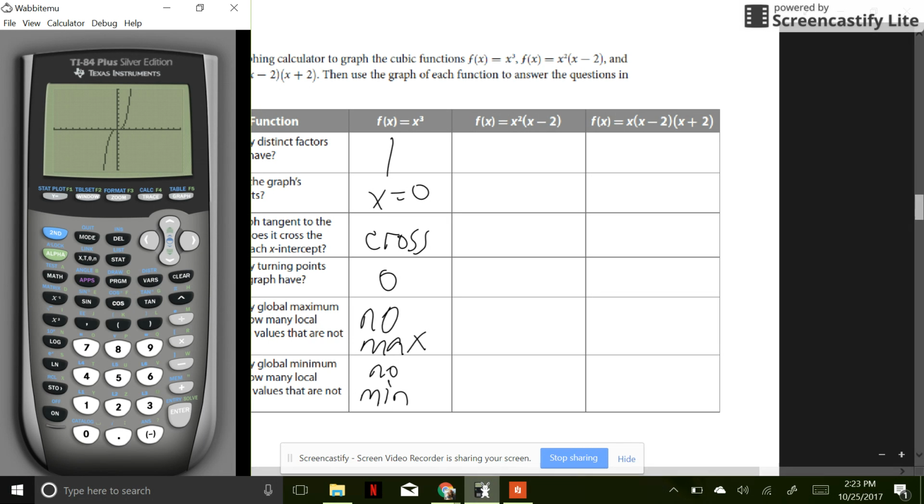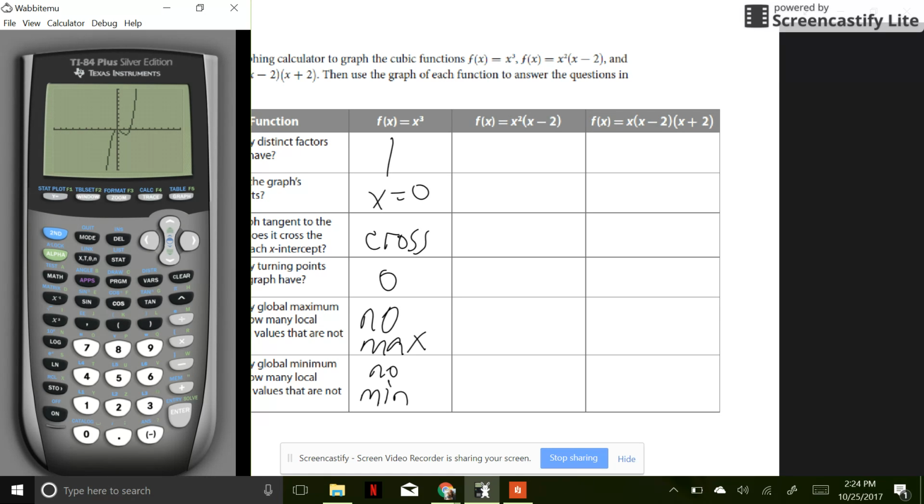The next one, we've got x squared times x minus 2. Now this is another cubic because we have x squared, which is degree 2, and then x minus 2, which is degree 1. When we multiply, we add those degrees, so we've got a cubic.